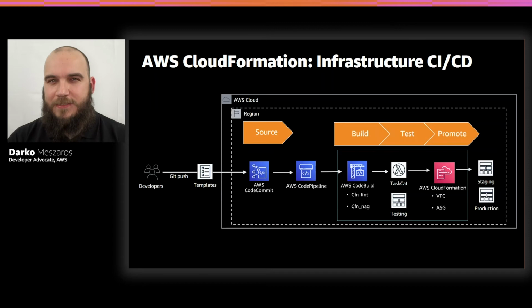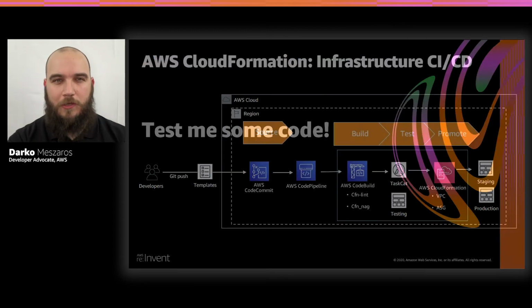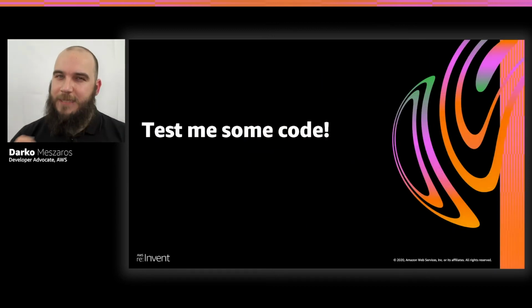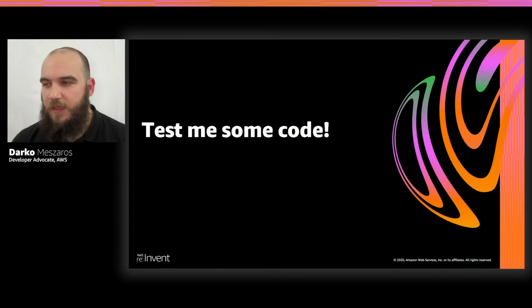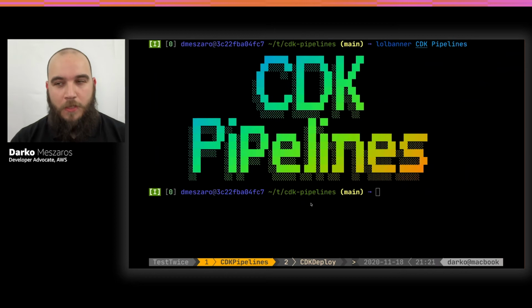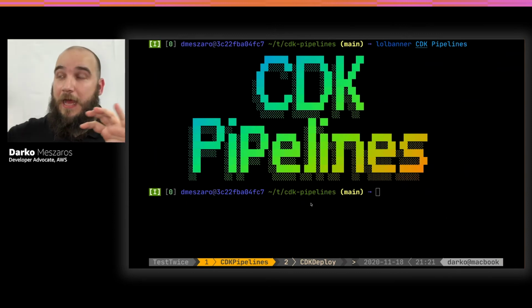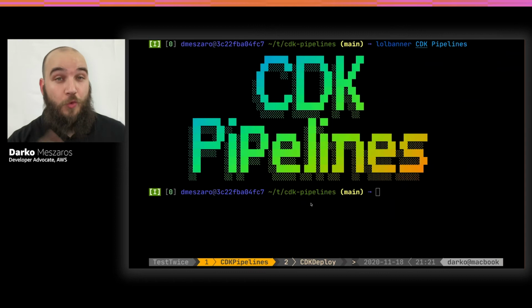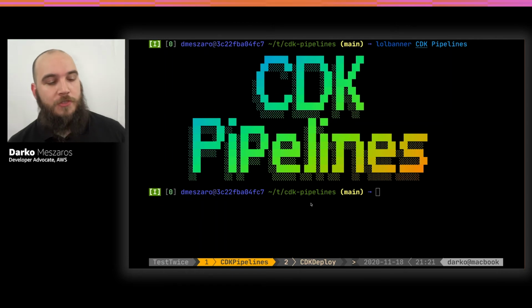But let's see how this would look on CDK. And CDK has this lovely thing called CDK pipelines that does this job so well. So let's actually have a look at this demo, how CDK pipelines helps us create multi-account, multi-region, multi-stage testing pipelines for our application and infrastructure code as well. So let's have a look.